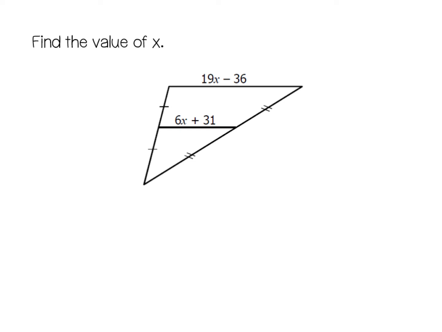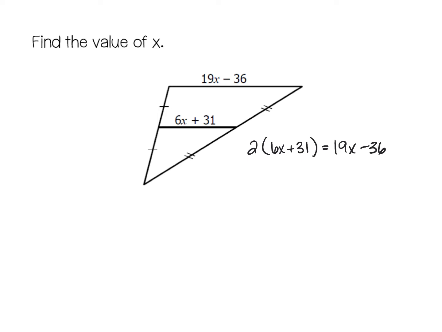All right, so think about this. Here's another midsegment of a triangle. So that 6x plus 31 is my midsegment. It is half of that third side. So I would really need 2 of the 6x plus 31s to equal 19x minus 36.